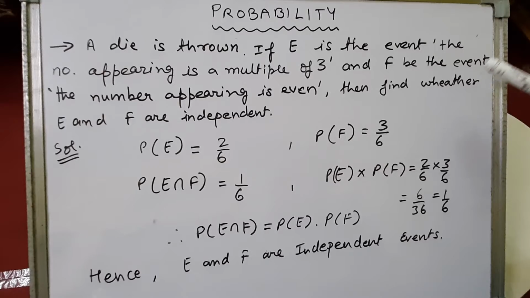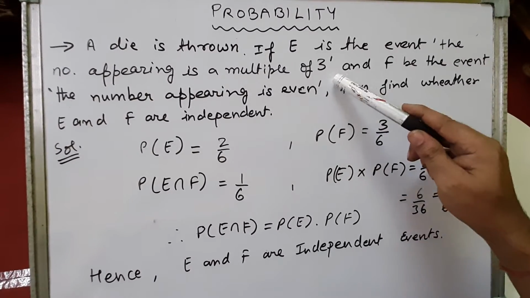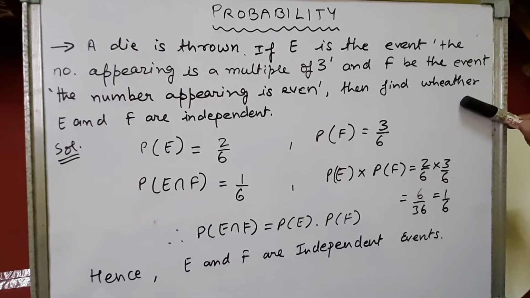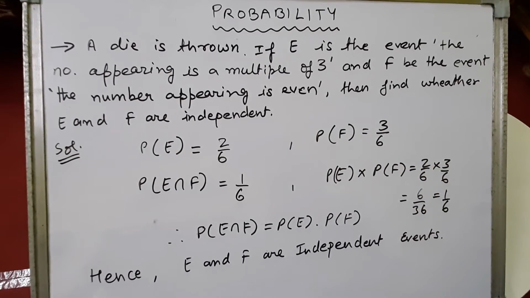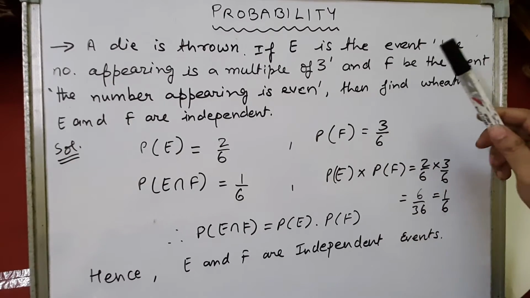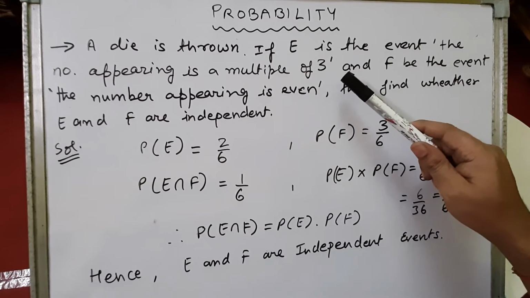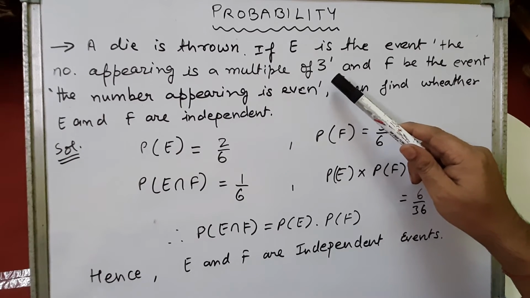Now here it is given that a dice is thrown. If E is the event that the number appearing is a multiple of 3, and F is the event that the number appearing is an even number, then find whether E and F are independent or not independent. So first, E is the event in which the number appearing is a multiple of 3.